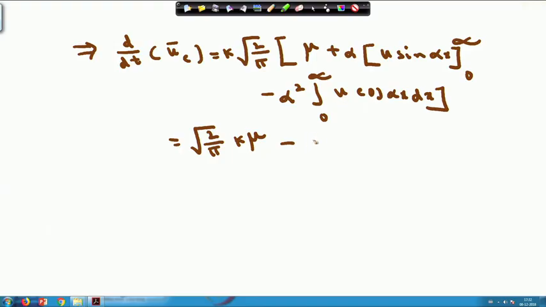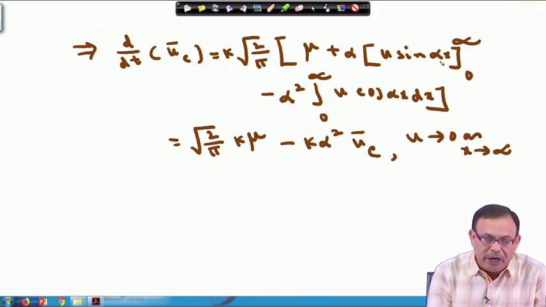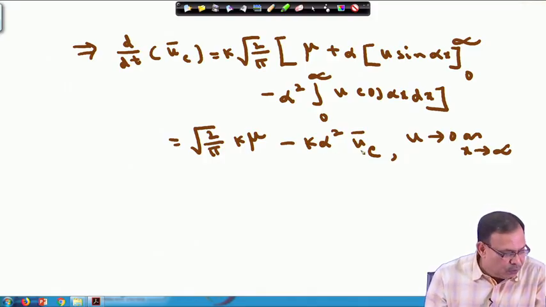So that this becomes k alpha square u bar c. Please note that u approaches 0 as x approaches infinity. This is also given to us. By that way, the value of this limiting value becomes 0. So, I am getting d/dt of u bar equals root over 2 by pi k mu minus k alpha square u bar c.